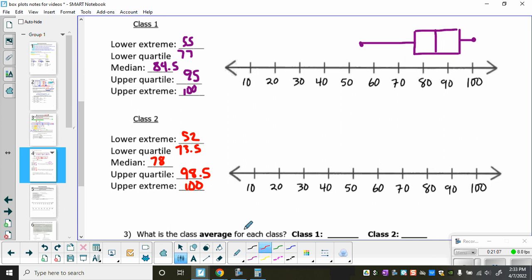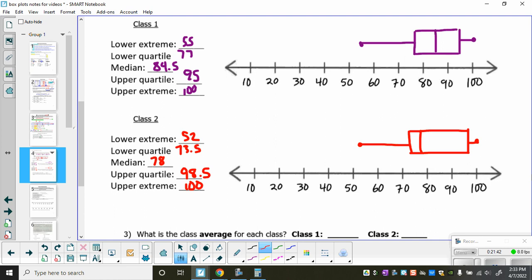for class 2. So 52 would be about right here, a little bit less than the 55. 100 though is in the same spot. The median is a 78 for this class. The upper quartile was a 98.5. And then the lower quartile was a 73.5, so somewhere around here. All right, there's the box that represents 50% of the data. Here's 25% and another 25%, and that's the whole class.